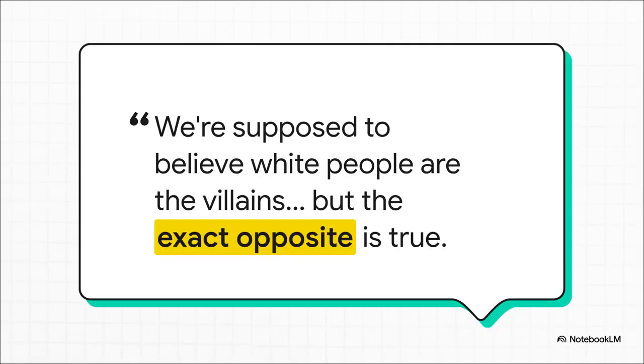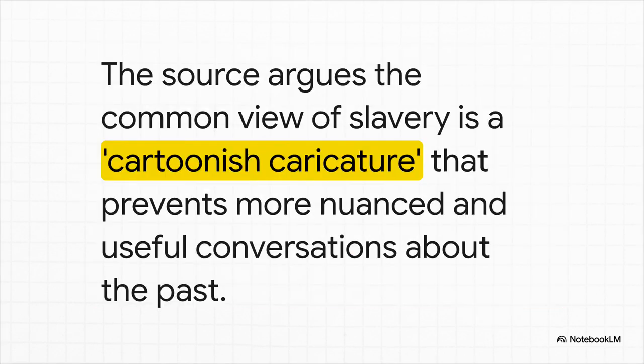Wow. Okay, so the source material does not pull any punches. It kicks things off with this incredibly provocative claim, basically saying that our whole idea of who the villains are in the story of slavery has been turned completely upside down. It's a statement designed to make you stop and think, and it really sets the stage for the entire argument we're about to unpack. So, what's the main idea here?